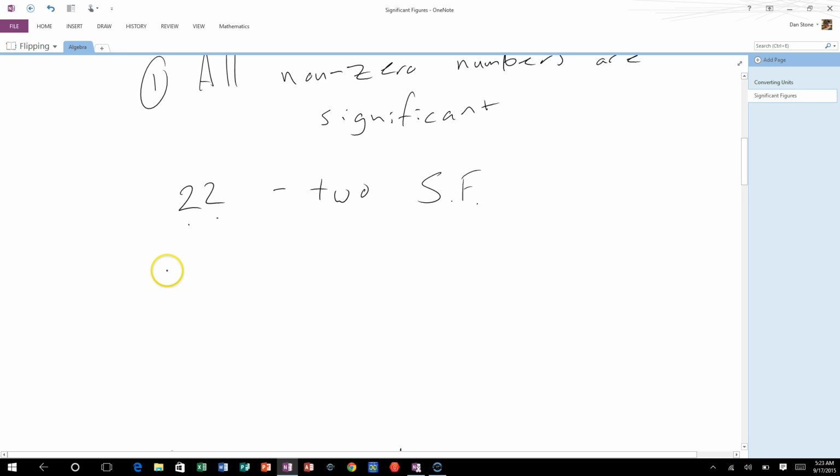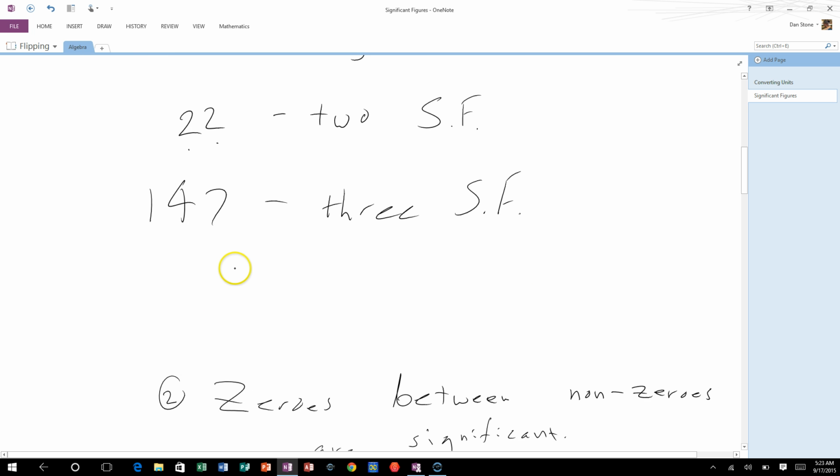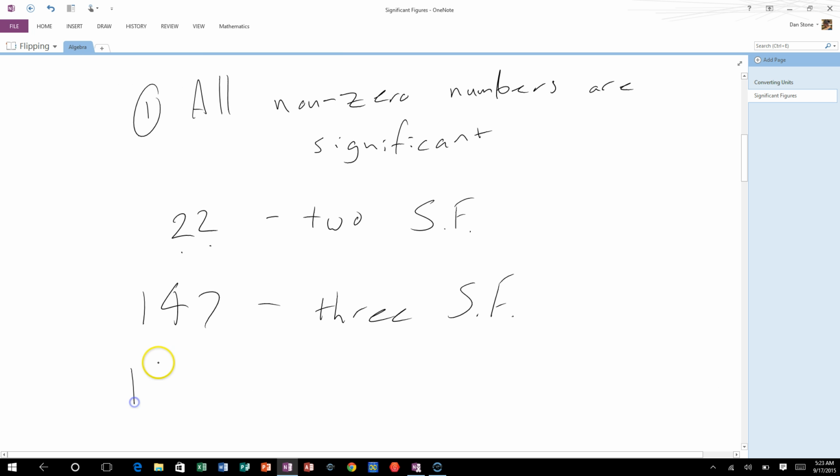If you've got the number 147, how many significant digits are there? You would have 3 significant figures. And pardon me, sometimes I say significant digits. The two things are basically interchangeable. If you had 1,000, let's do 10,000 and, or 11,001, I'm sorry. How many significant digits are there?